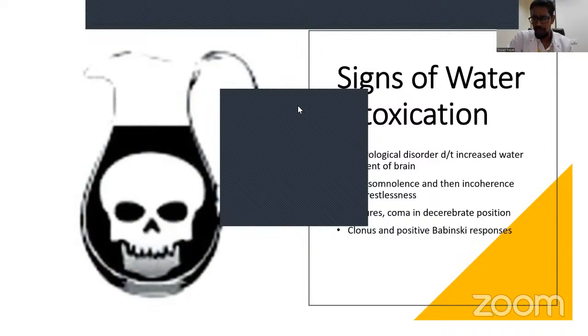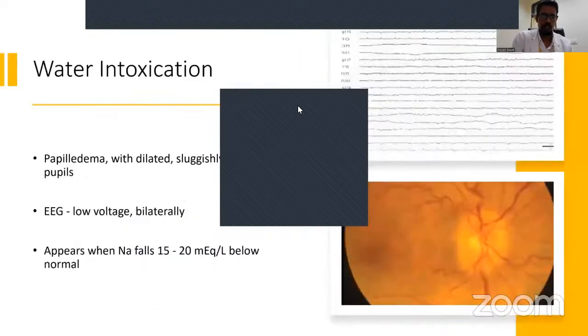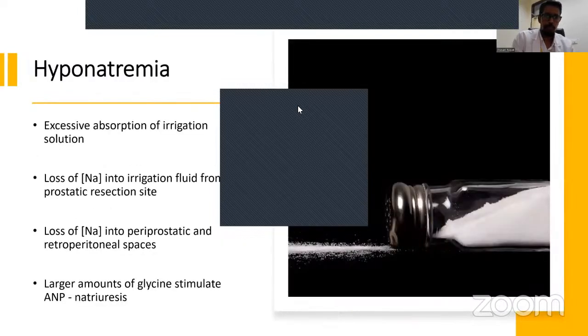The patient could present in a decerebrate position, where when you examine him, clonus and positive Babinski responses would be seen. When we examine these patients with water intoxication, they might have papilledema with dilated, sluggishly reacting pupils. If you do an EEG, we'll find a low voltage on recording from both sides of the skull. These features generally appear when the serum sodium falls about 15 to 20 milliequivalents below the normal.